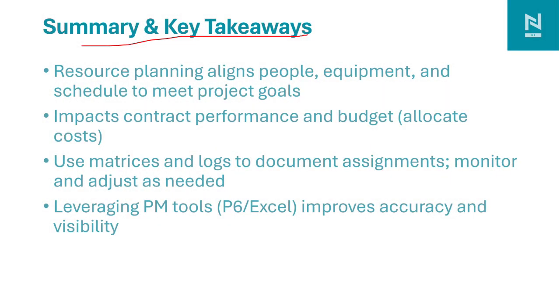Summary and key takeaways. Resource planning helps to align people, equipment, and schedule to meet the project goal. It helps to find out the impact on contractual performance and budget allocation. We can use the matrix log to document the assignment, monitor, and adjust as needed. We can use project management tools like P6 or Excel to improve the accuracy and visibility of the resource.